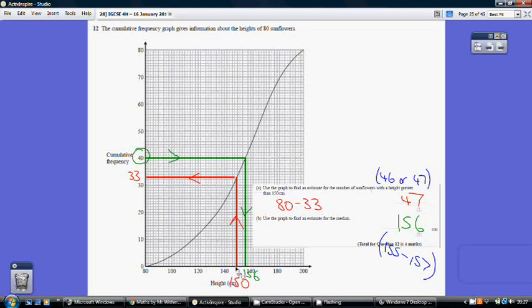We want the number of sunflowers above 150, so we've got to take 80, take away 33, which gives us 47, and the answer scheme allows either 46 or 47. Now for part B, use the graph to find an estimate for the median. And the median is middle. The middle sunflower is the 40th sunflower, so here is our 40th sunflower. Go horizontally across, hit the curve, go down, take a reading, and I got 156. The answer scheme allowed anything between 155 and 157 inclusive.